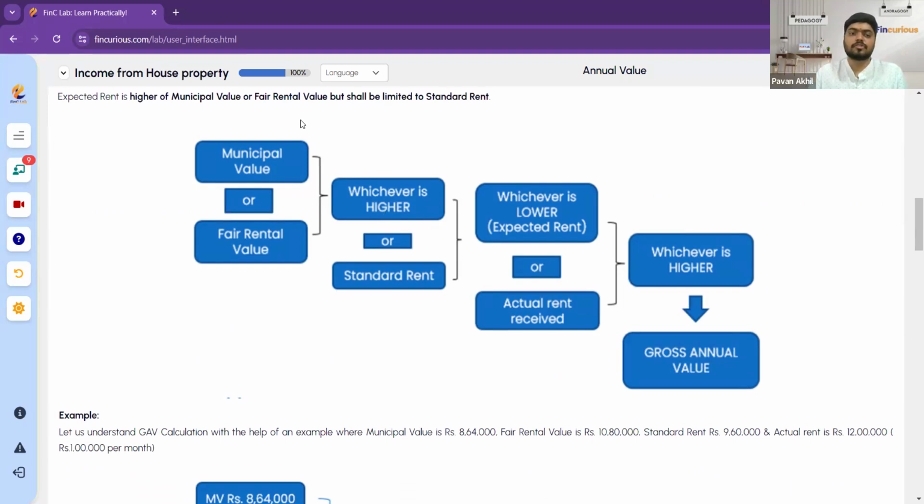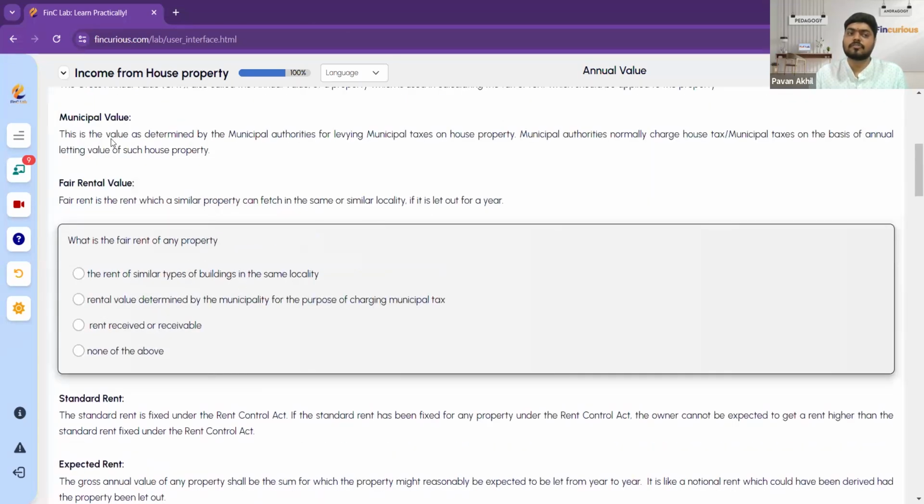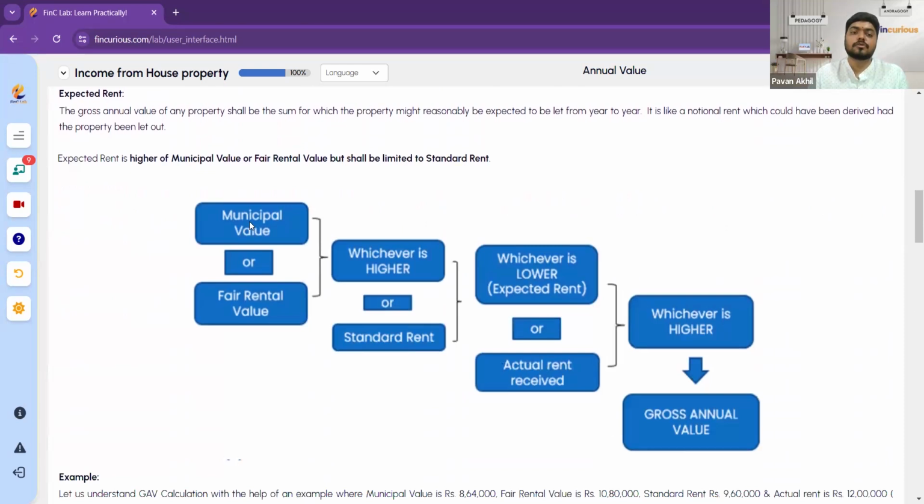Two things you need to take: municipal value or fair rental value. What is this municipal value? The municipal value is the value determined by the municipal authorities for levying municipal taxes on house property. Then what is fair rental value? In a locality, what amount of rent would that property fetch? That is called fair rental value. So municipal value or fair rental value, whichever is higher, would be taken.